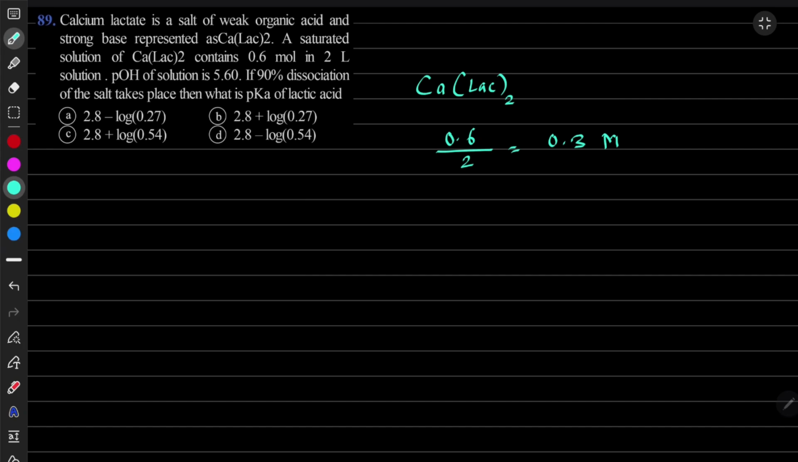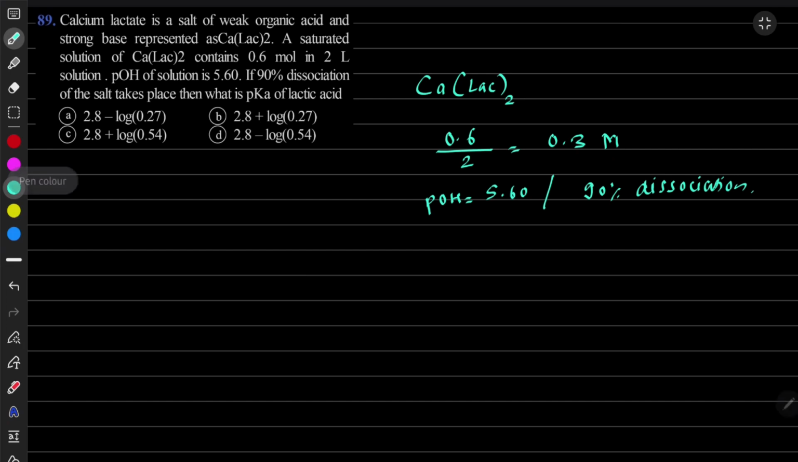The pH of the solution is given. The pH of this solution is given as 5.60 and 90% dissociation of the salt takes place. 90% dissociation. Then what is the pKa of lactic acid? They are asking the pKa of lactic acid.